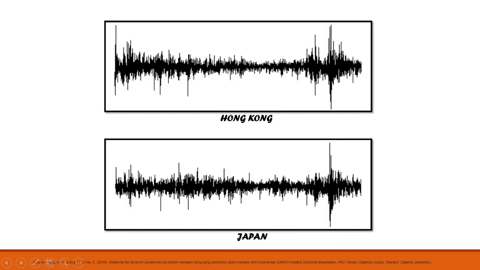Now let's see the returns of the Hong Kong and Japan indices. What are you going to observe by seeing the returns? If you see the returns, high changes are followed by high changes and low changes are followed by low changes. If you observe these 2 figures, that means the returns of Hong Kong and the returns of Japan, you can see this point over here, this part and this part. You can see there is volatility in both cases and they are moving in the same direction. Volatility is somewhat the same in both cases.